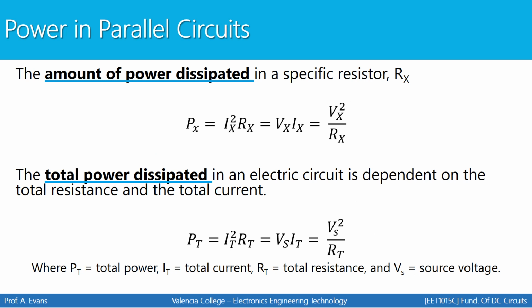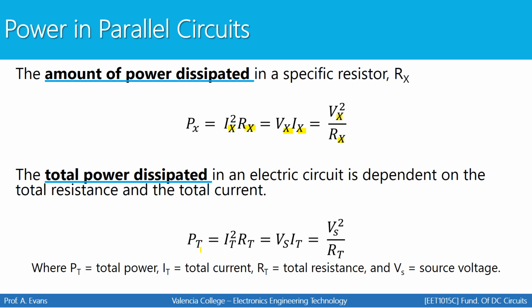When it comes to power in parallel circuits, the formulas that you were shown for series circuits still apply here. We're still going to calculate power the exact same way. The power for an individual resistor called Rx would be the current through that resistor times the value of that resistor, or the voltage across that resistor times the current through the resistor, or the voltage across that resistor squared divided by that resistor's value. Any one of these formulas will work to find the power for a specific resistor.